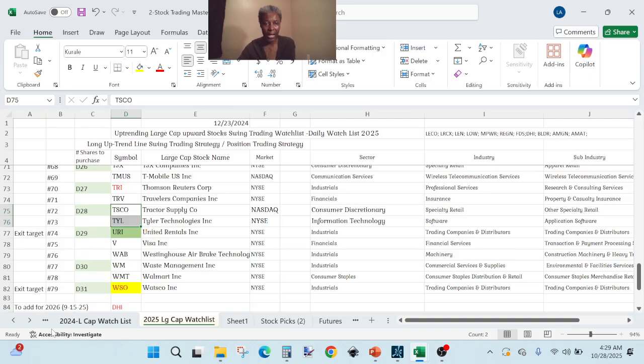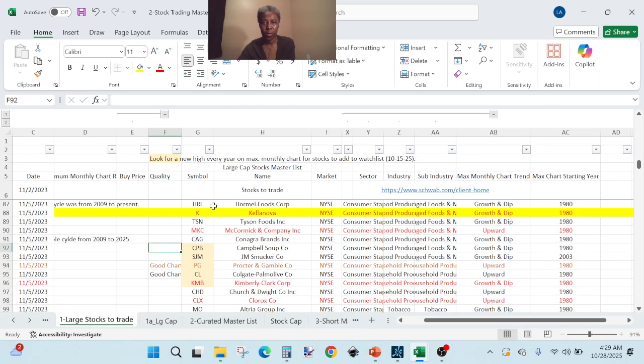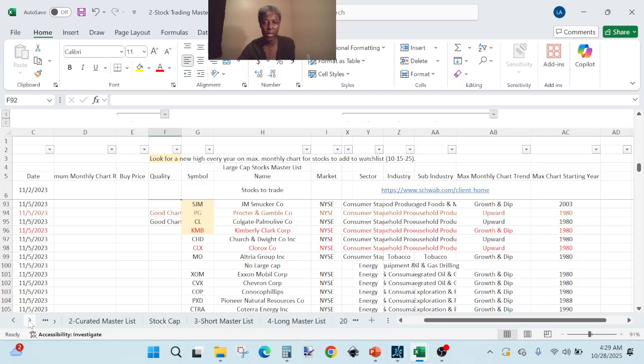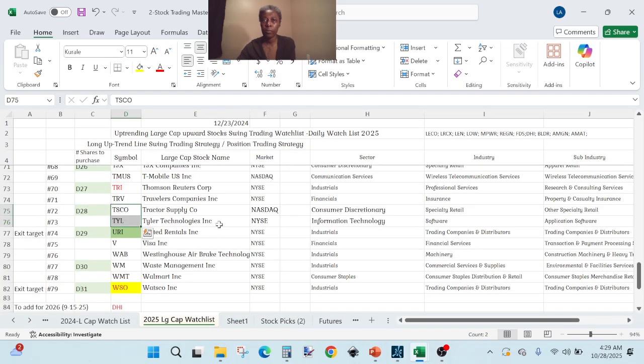and we are recording the process to share with you how we are analyzing our master list to work on our 2026 watch list. But that is swing trading, and that is how it works.